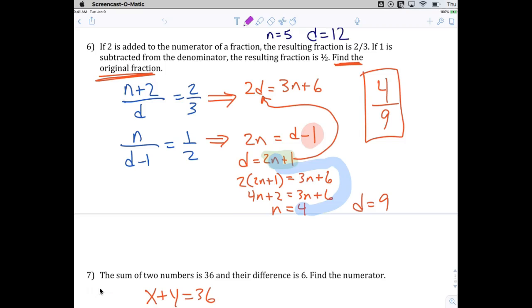2 times d, oh, 2d is equal to 3n plus 6. Same principle here: 2n equals d minus 1. All right? Now let's take a look at the next one. Let's see how you did.